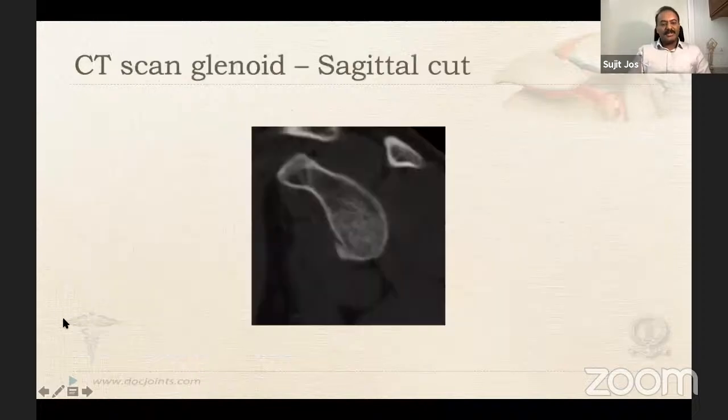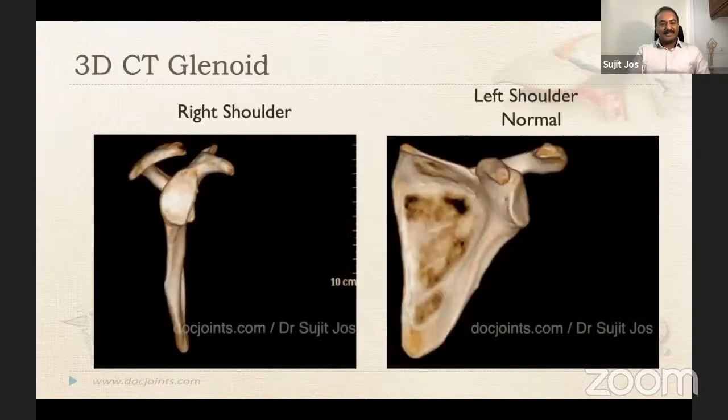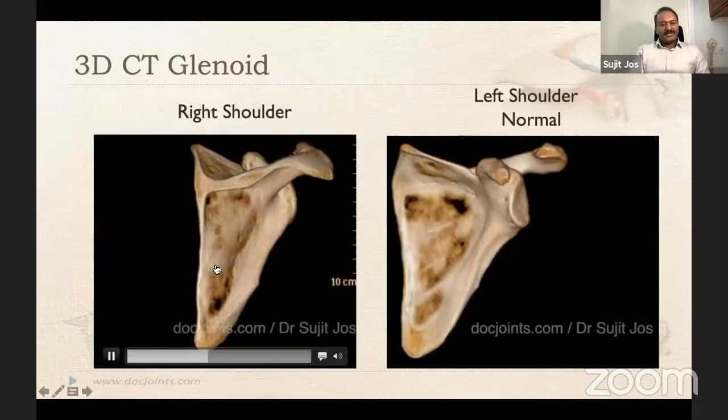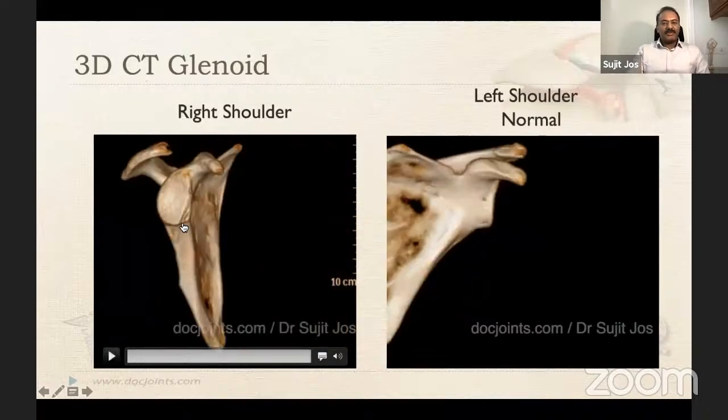That's the sagittal cut, with the best fit circle method. Again, it's technician dependent. The line of the cut can make a difference in the assessment, which you cannot probably reassess. Those are the glenoids, which are isolated, the humeral heads subtracted. You can see the anterior inferior bone loss.